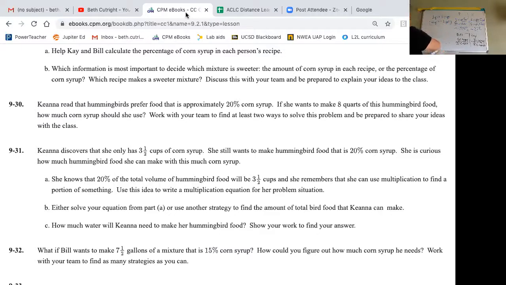I'll write it in red. For number 30, the answer is 1.6 quarts. Or, so you could have it either way, 4 cups.